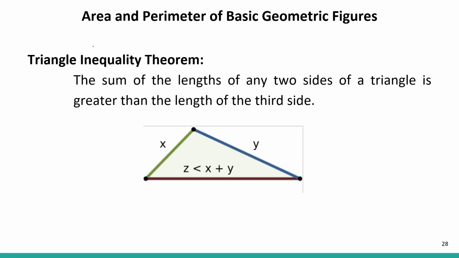Let's go forward and see the next theorem that we learned in the previous lecture. The sum of the lengths of any two sides of a triangle is greater than the length of the third side. This is called the triangle inequality theorem. If this side length is denoted by z, this by x, and this by y, then z is less than x plus y, x is less than z plus y, and y is less than z plus x. That is the triangle inequality theorem.